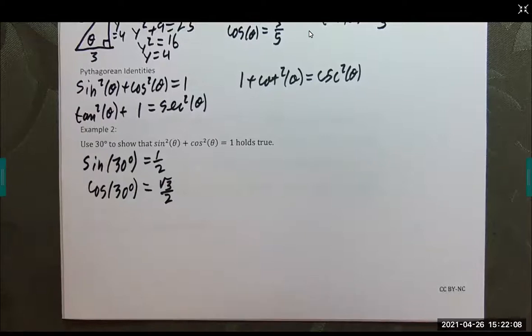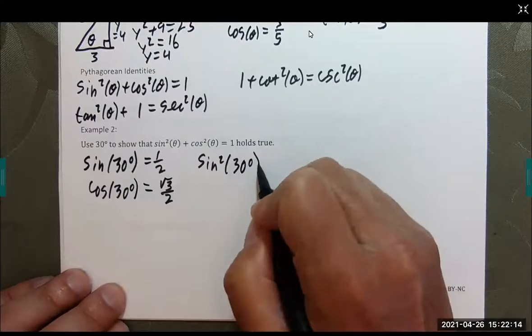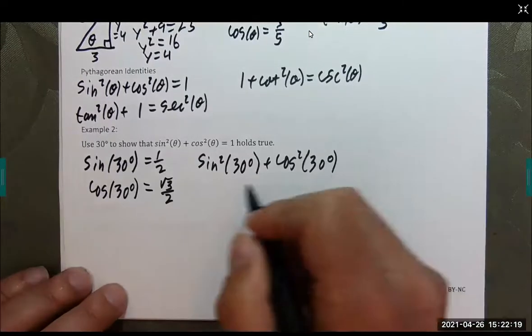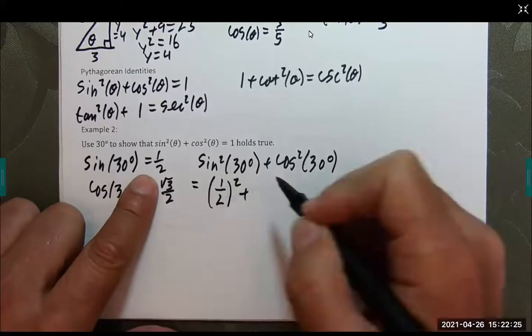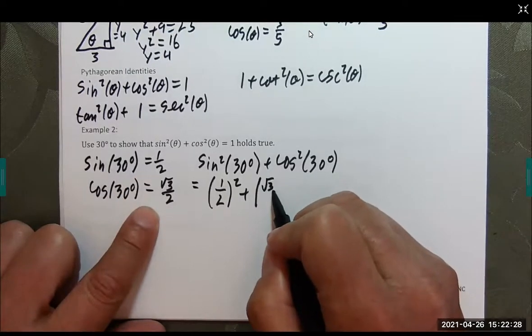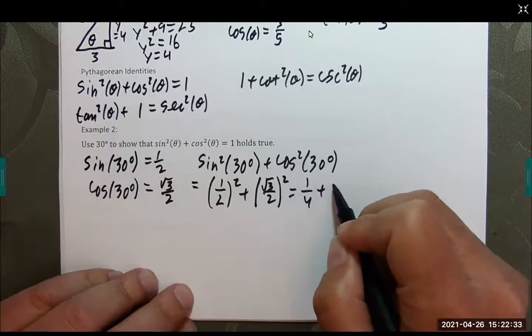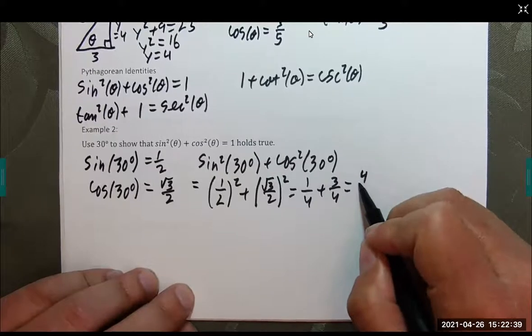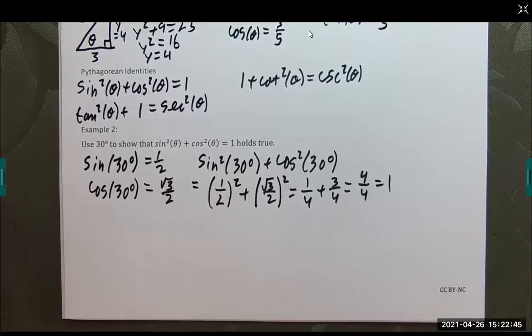And so sine squared of 30 degrees plus cosine squared of 30 degrees equals (1/2) squared plus (√3/2) squared, which equals 1/4 plus 3/4. And I have a common denominator already, which is nice. It gives me 4/4, which is 1. And so it has been shown. We are moving on to the next page.